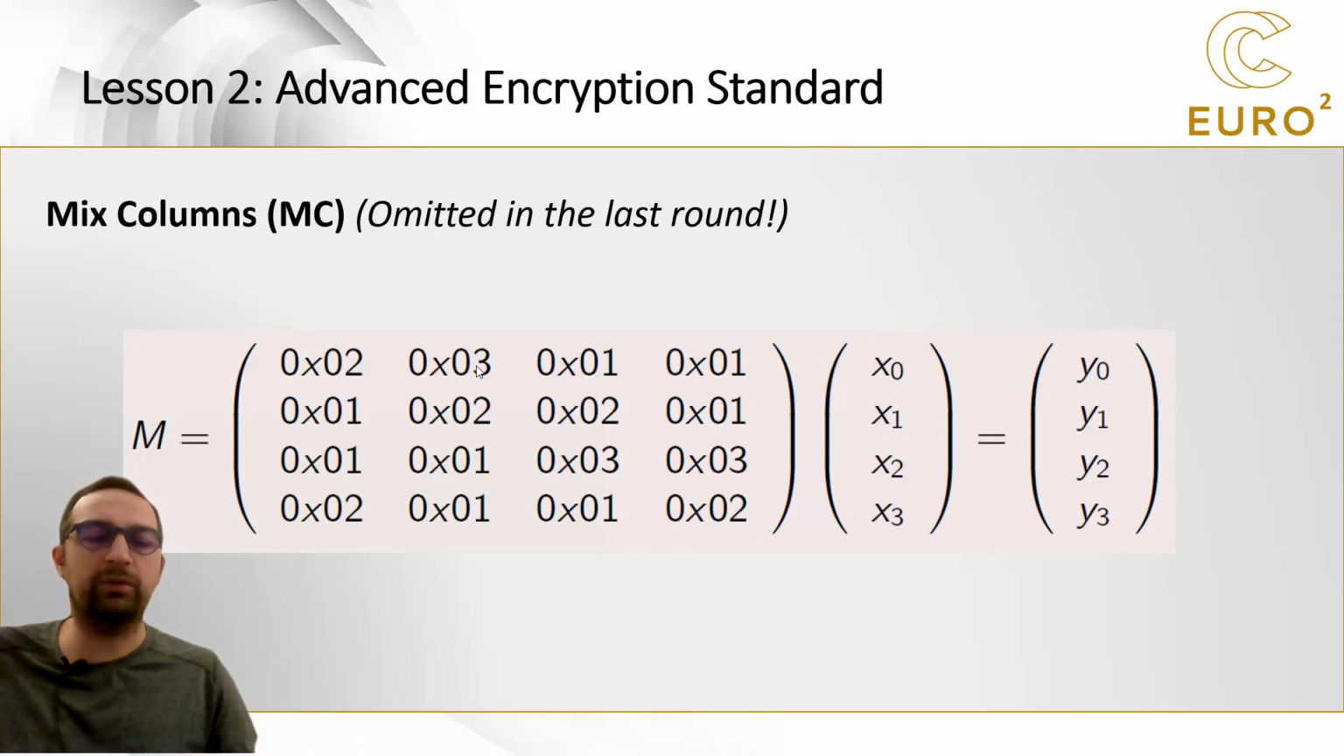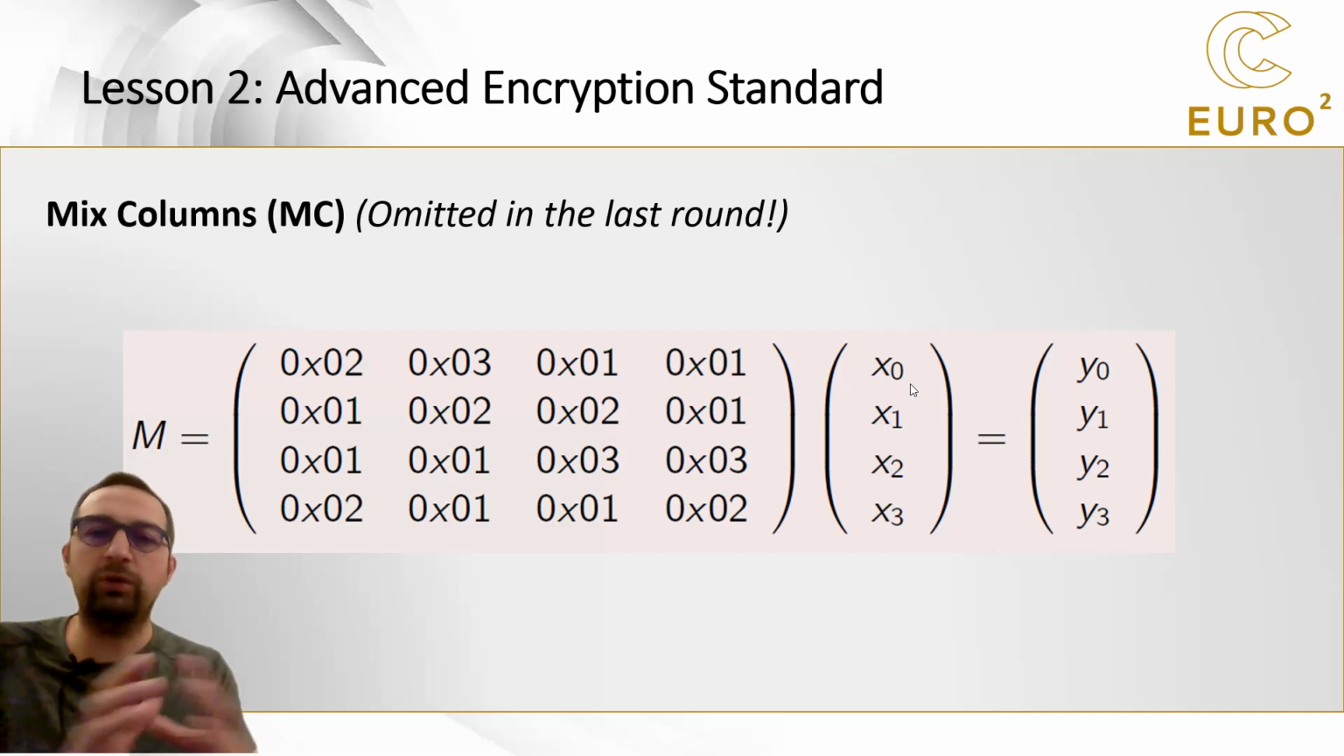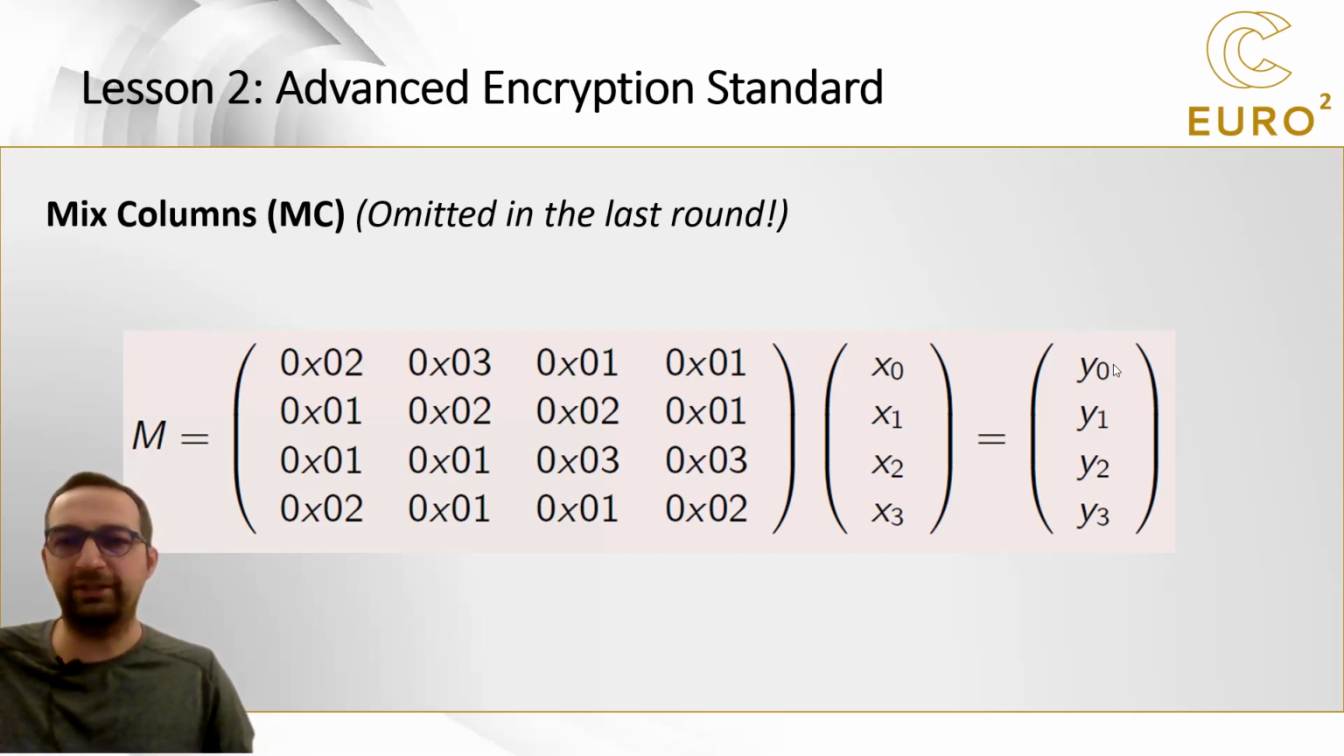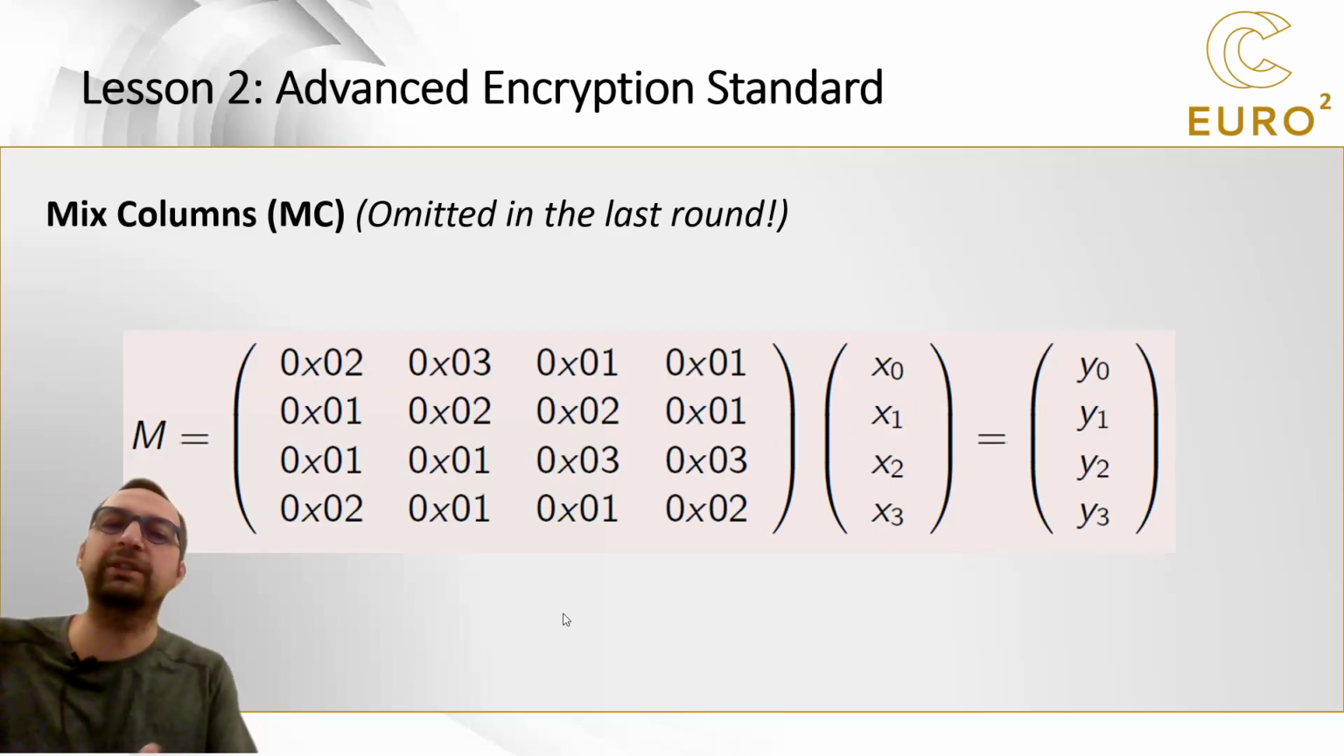If you don't recall how a matrix multiplication works, you take this value 2, multiply it with x0. You multiply 3 with x1, 1 with x2, 1 with x3, and XOR all of these values and write the result to y0. Then take the second row, multiply with the column values, XOR the results and write it to y1, etc. The important thing is that this matrix multiplication is omitted in the last round.